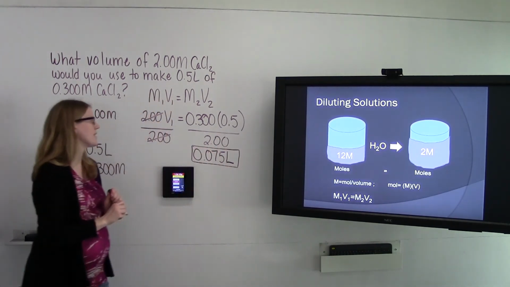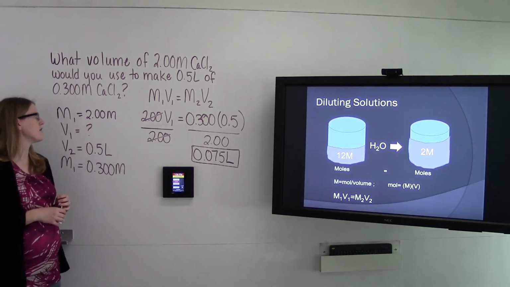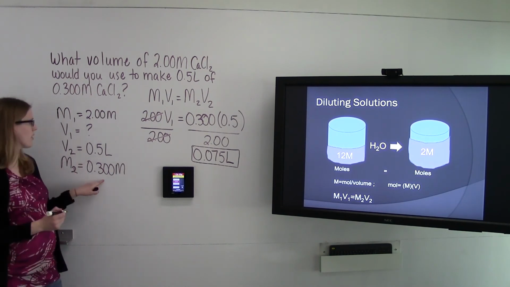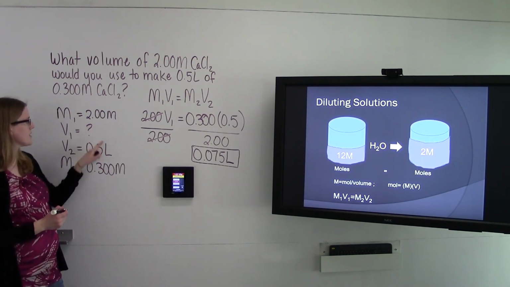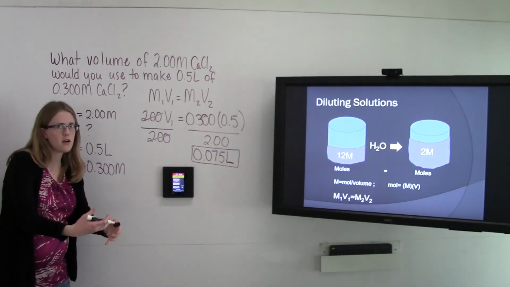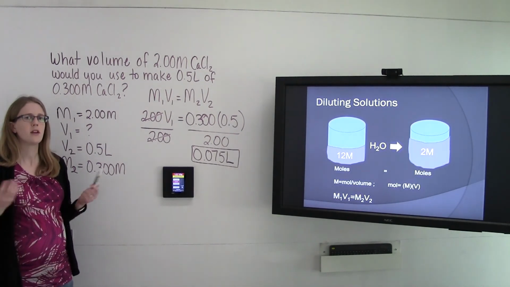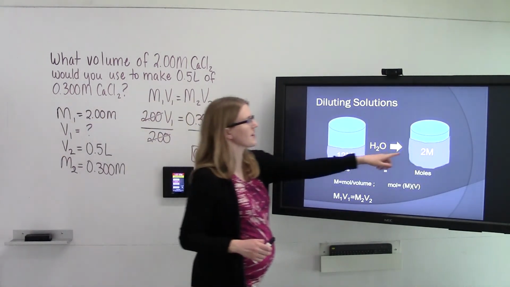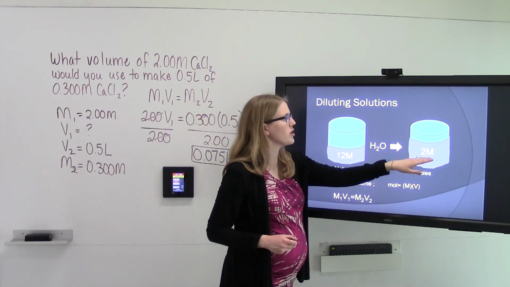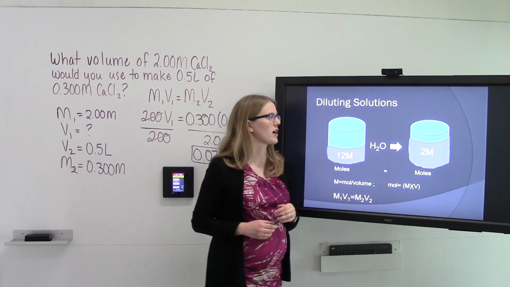Let's see if that makes sense. M1 has a concentration of 2. M2 has a concentration of 0.3. Does it make sense that the concentration went down when we added more water? So we're adding more solvent, not adding more solute. Yeah, it would make sense that the second one has a lower concentration. So no matter what, your second solution will always have a lower concentration.